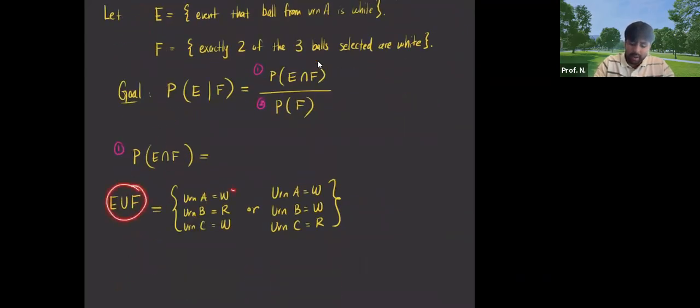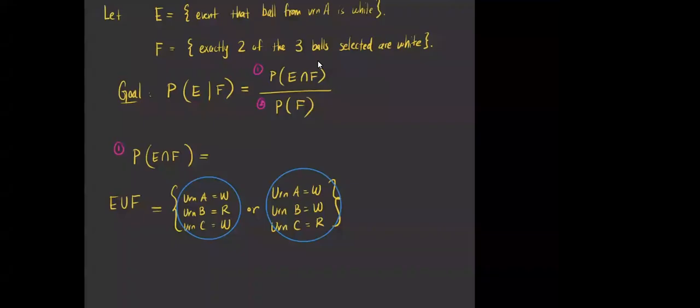This means that urn A is white, urn B has to be red, and then urn C has to be white. So we have 2 white balls out of the 3, and urn A is white. Or the other possibility is that urn A is white, urn B is white, but urn C has to be red. That's it. That's all we can do. And do you also see that these are 2 events that are mutually exclusive from one another? You can't have one event occurring while the other one also occurs.